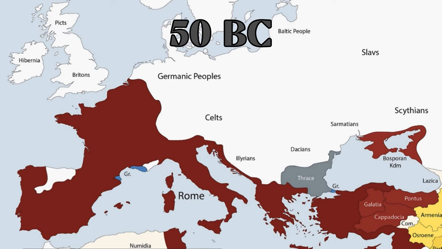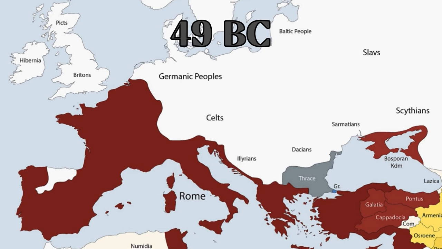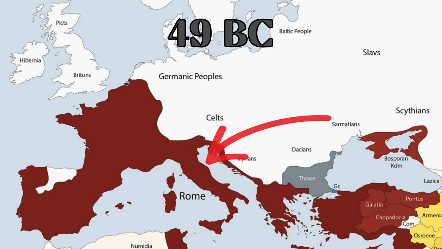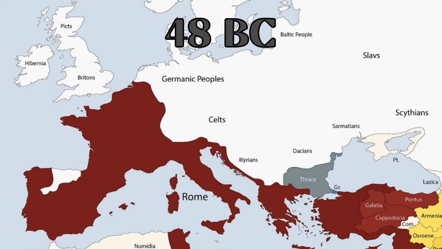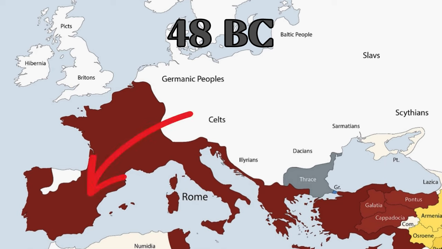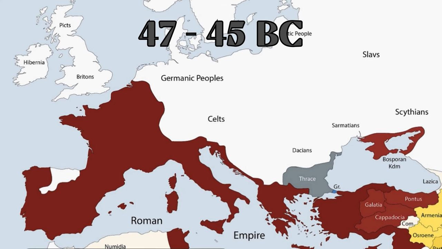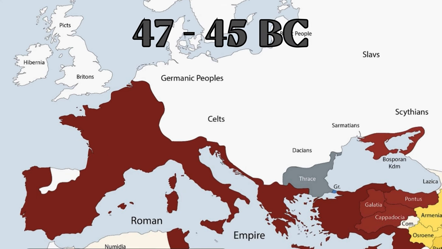Around 50 BC, Julius Caesar documented his conquest of Gaul in his commentaries. 49 BC, Caesar crossed the Rubicon and marched on Rome, triggering the Second Roman Civil War. 48 BC, Caesar defeated Pompey's supporters in the Battle of Ilerda and was declared dictator. From 47 BC to 45 BC, civil war raged in Rome, and the Alexandrian War began.